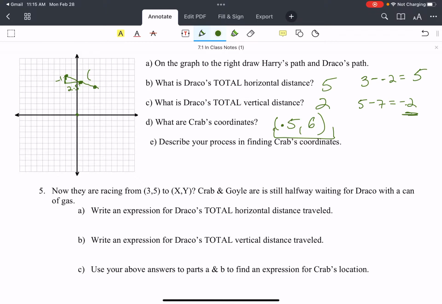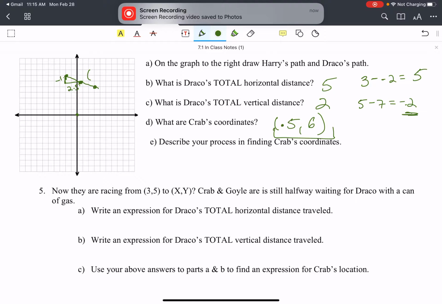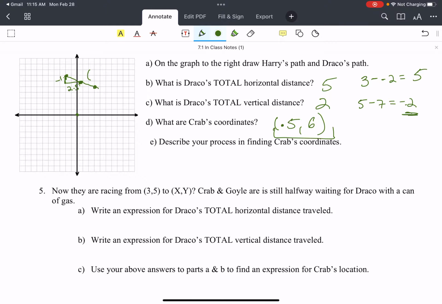Okay, you guys, look at what we did before. How did I find the total horizontal distance up on number 4? What did I do? I subtracted both of the numbers. The x numbers or the y numbers? The x numbers, because x is horizontal movement, right?